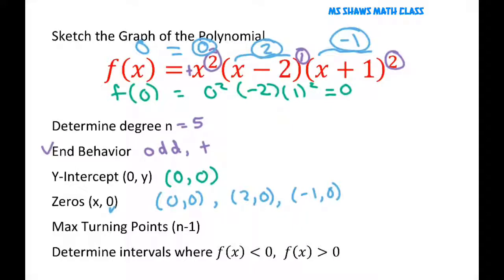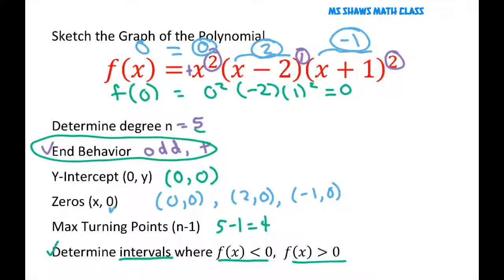The maximum turning points is n minus 1, which is 5 minus 1, which equals 4. And this part here, we're going to do after we graph. Where is y negative and where is our graph positive? All right, so now we're going to go back to our end behavior. So let's look at that. We have an odd number and it's positive.